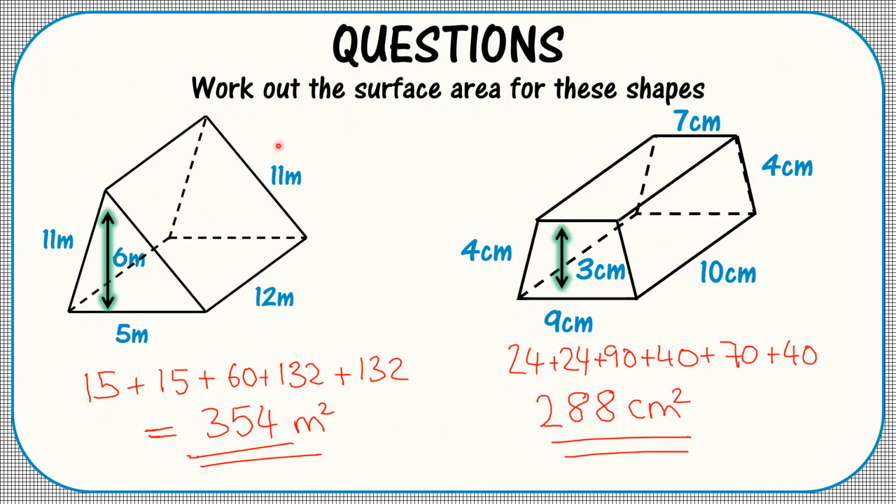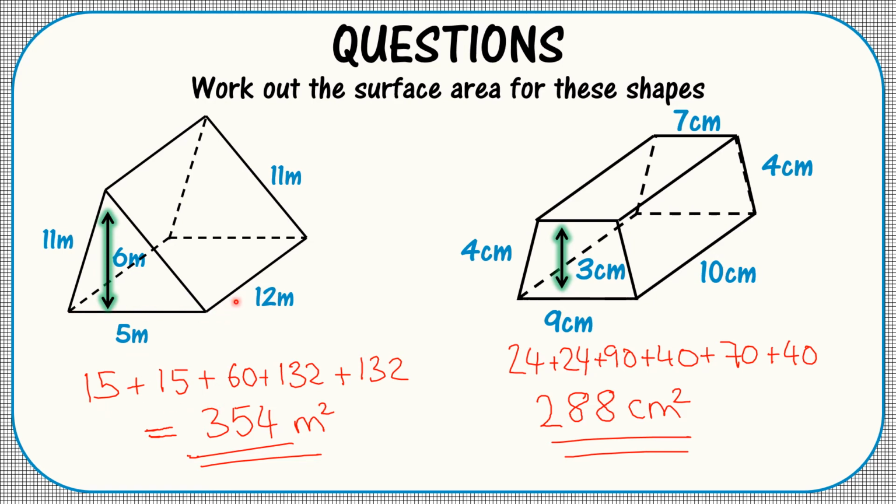Hopefully you had a chance to go through the questions. Let's go through the answers. This shape on the left has a triangle at the front, it has a triangle at the back, and it has 3 rectangles. To work out the area of the triangle at the front, it would be 5 times 6 divided by 2. So it's 30 divided by 2, which equals 15. The front triangle is equal to 15 meters squared. What you should realize is that the back triangle will be the same. That's how we got 15 plus 15.